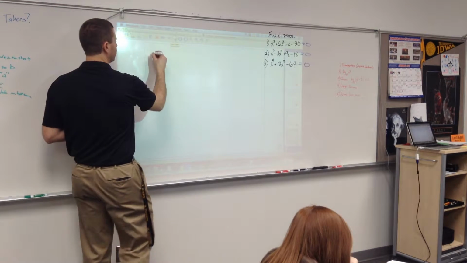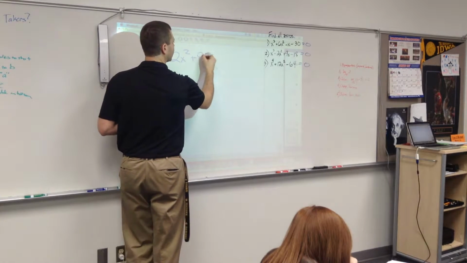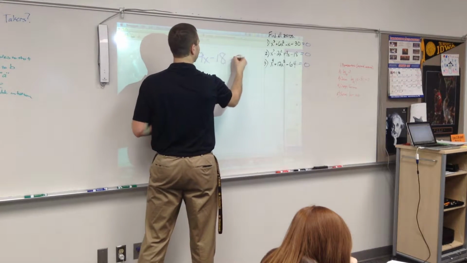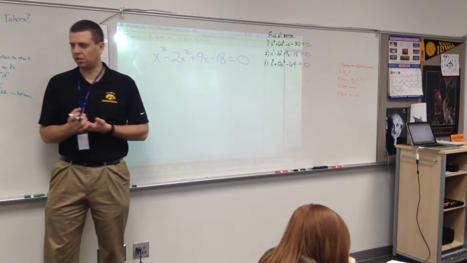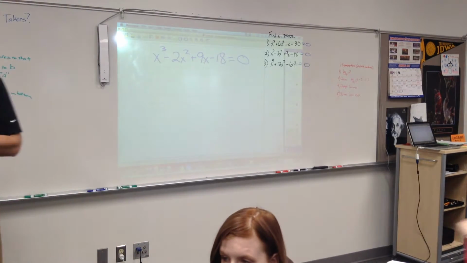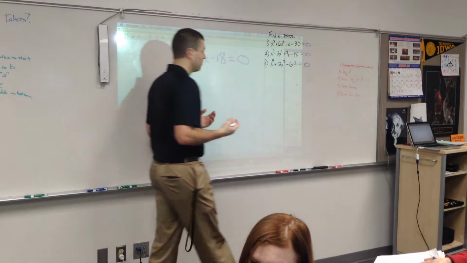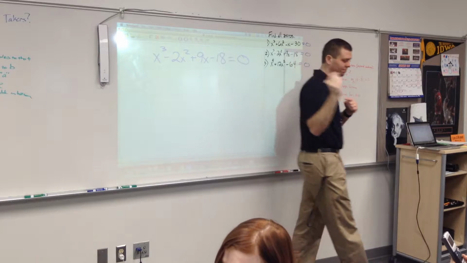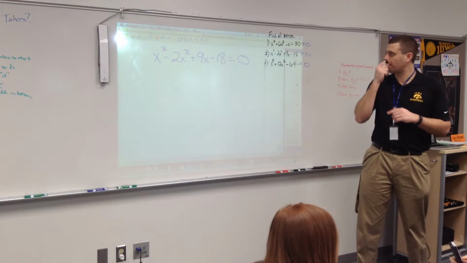Okay. On the next one, x cubed minus 2x squared plus 9x minus 18 equals 0. Again, find all the zeros. How many should there be? 3. Can you factor that one? I think maybe you tried to factor by grouping as well here. Didn't quite work. Okay?